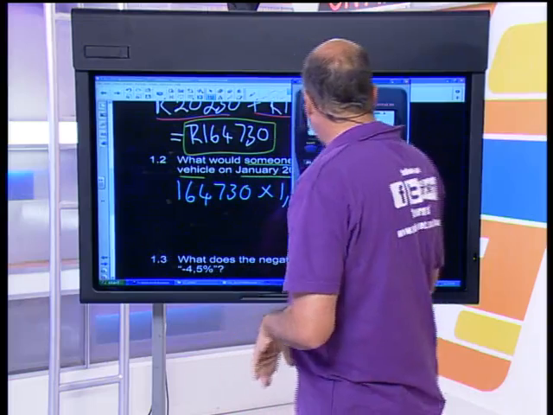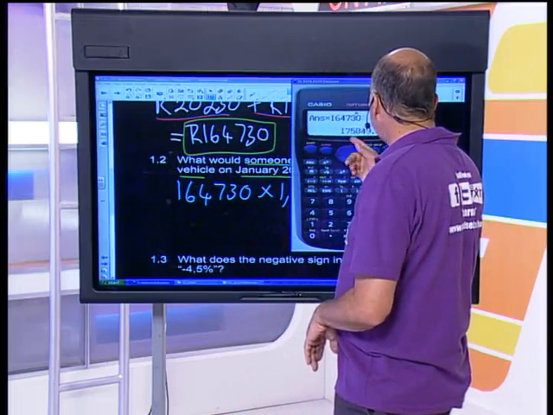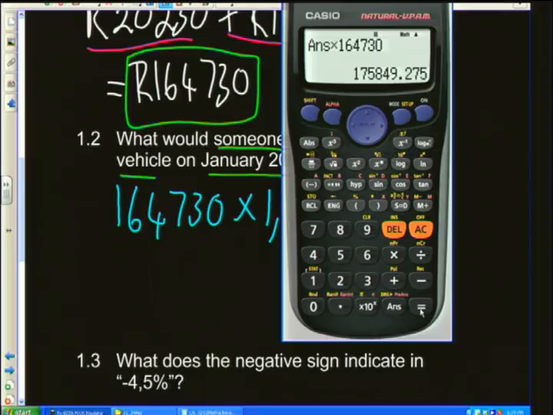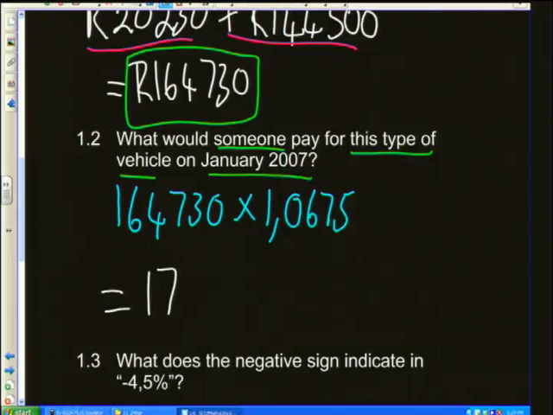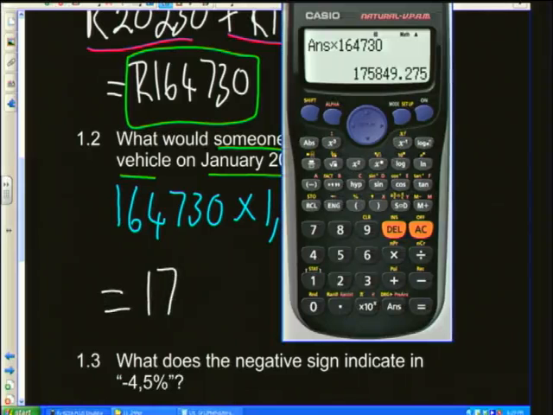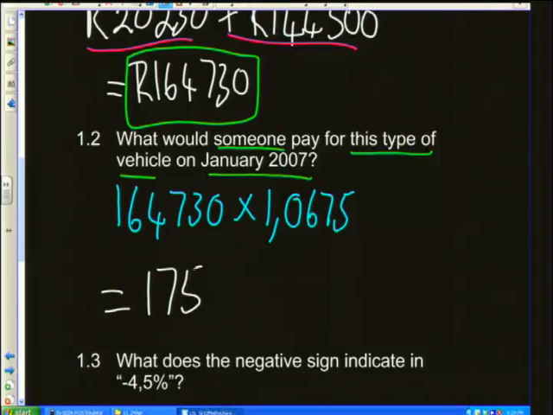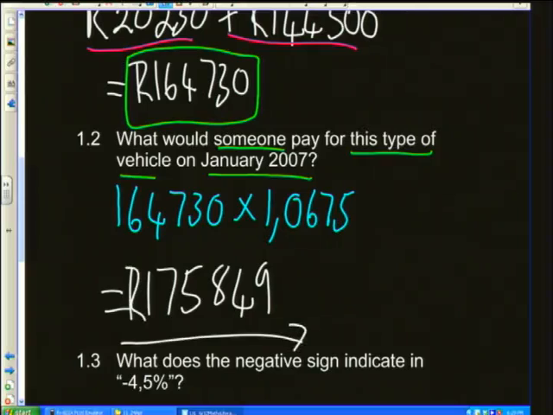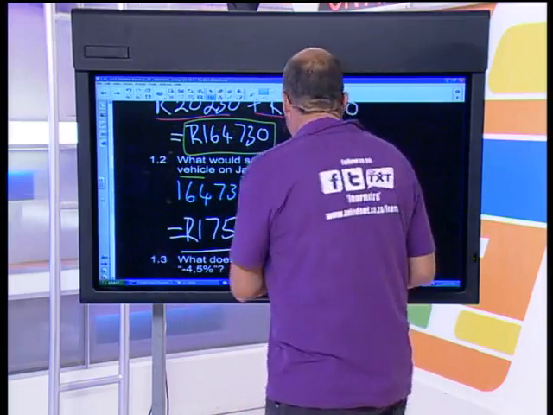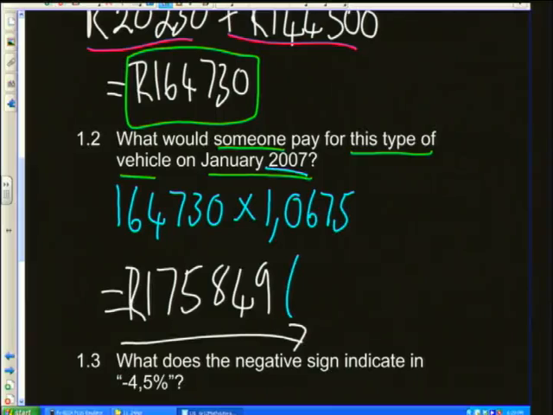Now the 275, can we read it as 275? No, we've got to round off to 2 decimal places. Really, when we're dealing with cars, we can even forget about the cents. Nobody's worried about the cents. We round off to the nearest whole number, and the nearest whole rand is 849 rand. So the price you're going to pay is 175,849 rand. And that's to the nearest rand, and I've just rounded it off. If I wanted to round it off to the nearest cent, you could do that as well. It's not going to be totally incorrect. Okay, so we've got the value now at the beginning of 2007. That's my 2007 value in January 2007.